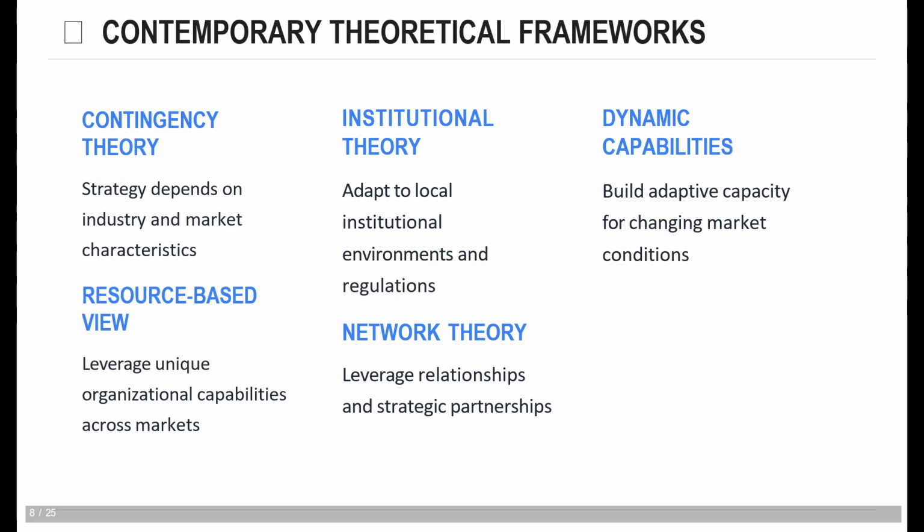Followed by network theory. Success often depends on building and leveraging relationships with local partners, distributors, and stakeholders. Then we have dynamic capabilities. Companies need to develop the ability to sense and respond quickly to changes in the global environment. For example, a tech company may use its R&D strength, the resource-based view, to launch a global product, but must adapt to local data privacy laws. That is institutional theory and resource-based view theory. Next slide.